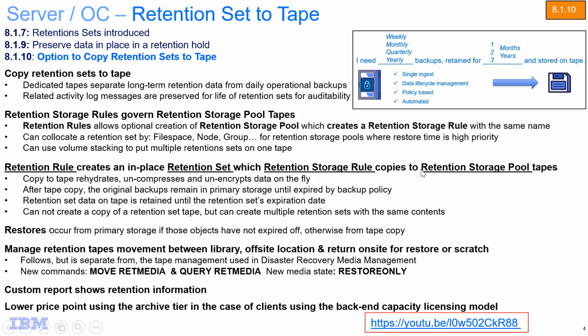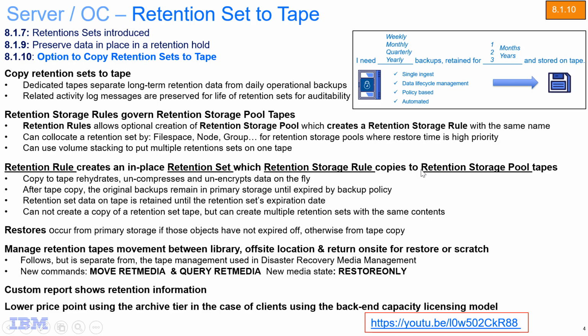When we create these retention sets to tapes, if the data has been deduped, compressed, or encrypted, we will rehydrate it on the fly as we copy it out to the tape. So all the data on the tape is undeduped, unencrypted, uncompressed. Of course, if your tape drive does support things like encryption or compression, you can utilize the tape technology's capability to do that. Now, when we make the copy out to tape, the original backup remains in its storage pool until that backup expires off.